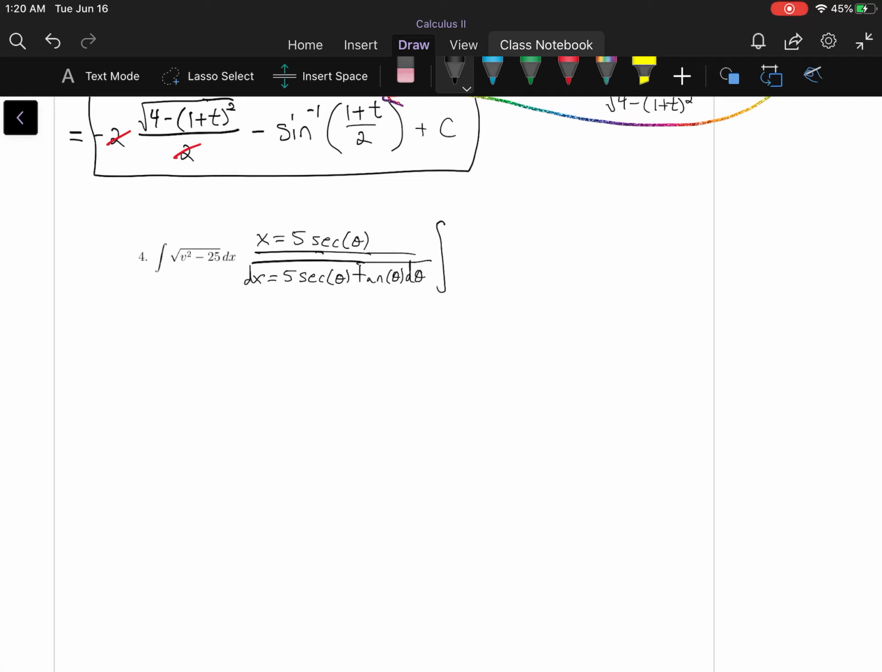And then I make my substitution. So we have the square root of v, these should be v's. So v equals and dv equals. So v is 5 secant theta, which means this is 25 secant squared of theta minus 25. And the dv, this should be a v, dv is 5 secant theta tan theta d theta.